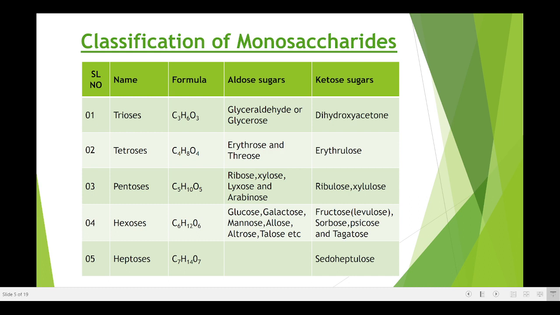Fourth one, hexoses. C6H12O6 is the molecular formula for hexoses. Glucose, galactose, mannose, allose, talose, etc. are the examples for aldose sugars. Fructose, also called levulose, and sorbose, psicose, tagatose are the examples for keto sugars in hexoses. Fifth one, heptoses. C7H14O7 is the molecular formula for heptoses. Pseudoheptulose is the example for keto sugars in heptoses. These are some important points regarding the classification of monosaccharides.